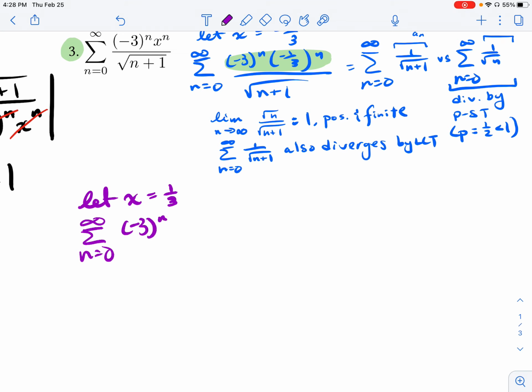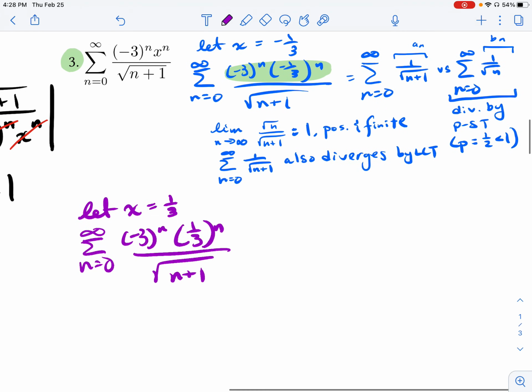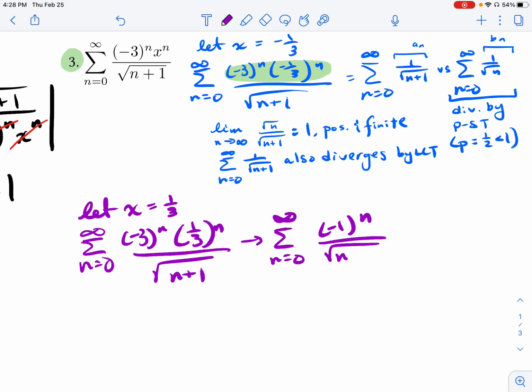-3 to the n times 1/3 to the n over root n plus 1. Pause the video right now and ask yourself, what would this simplify down to? I'm not going to walk through everything again, but hopefully you were able to see that this is equivalent to the following: -1 to the n. If you rewrite your -3 to the n with the alternator factored out, you can see how this would just become an alternating series.